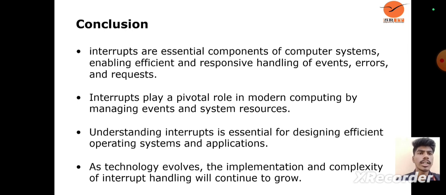Conclusion: interrupts are essential components of computer systems, enabling efficient and responsive handling of events, errors, and requests. Interrupts play a pivotal role in modern computing by managing events and system resources. Understanding interrupts is essential for designing efficient operating systems and applications. As technology evolves, the implementation and complexity of interrupt handling will continue to grow.